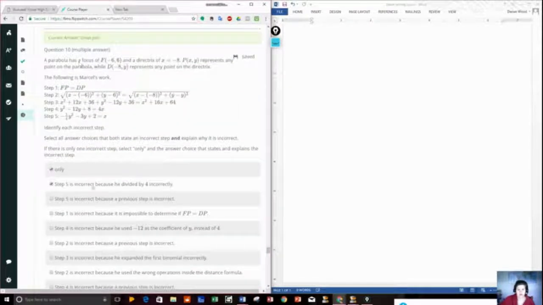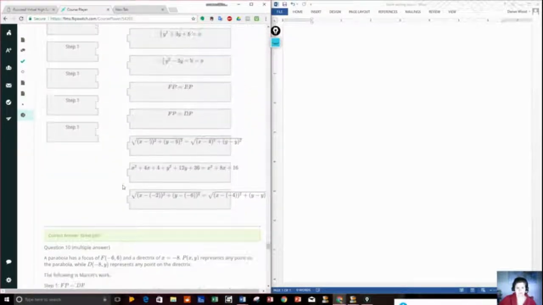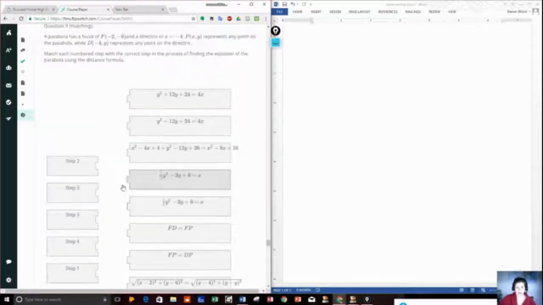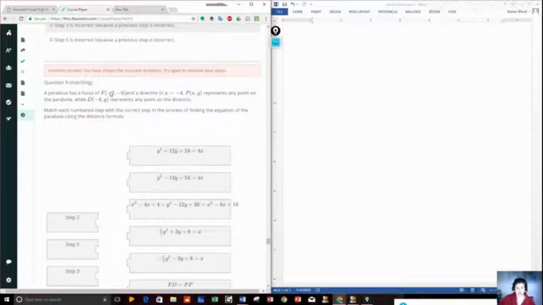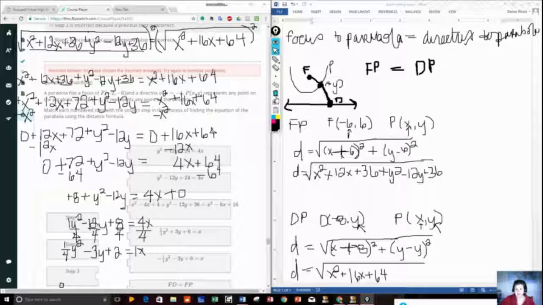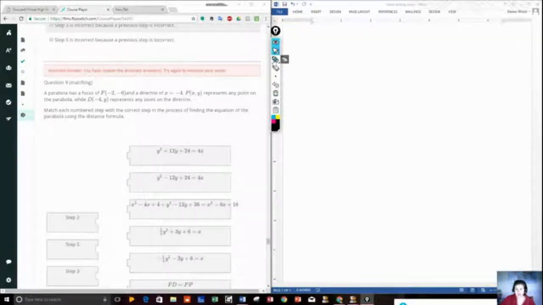And great job! We did question 10 correctly. And that's how we would go through question 9. You would find the distance from the focus to the parabola right here. And then, again, you would find the distance from the focus to the parabola.